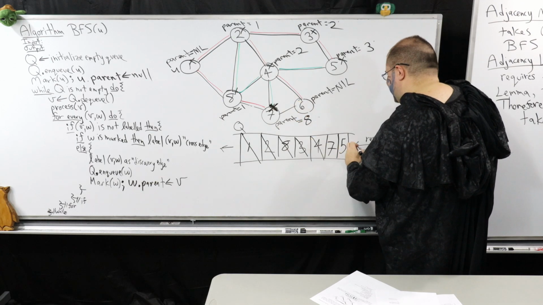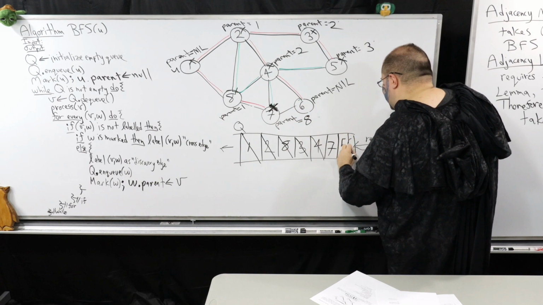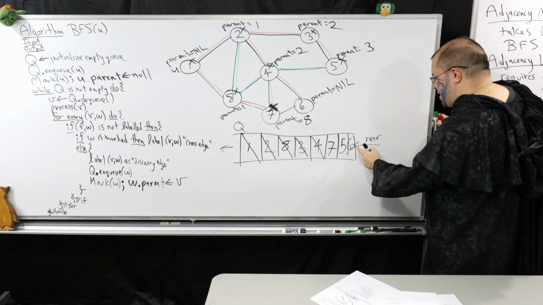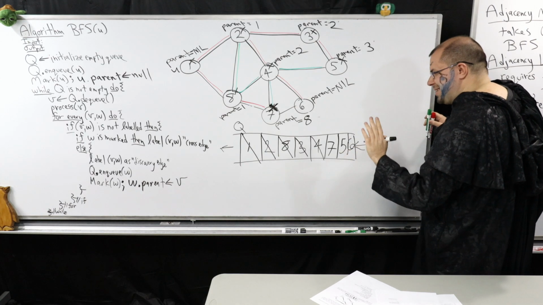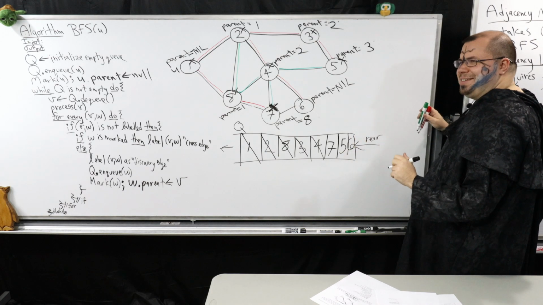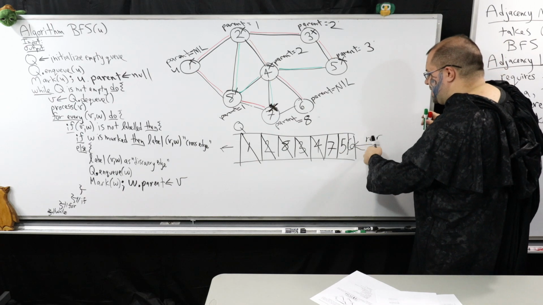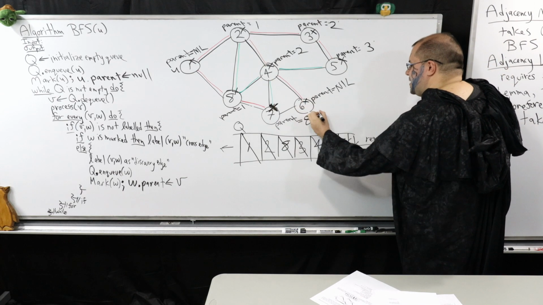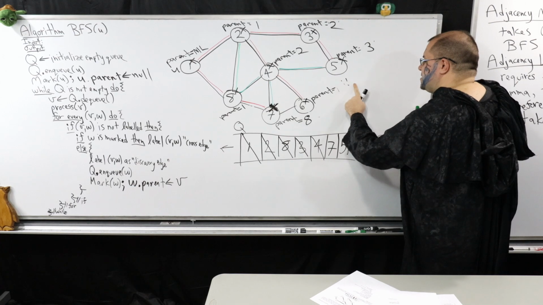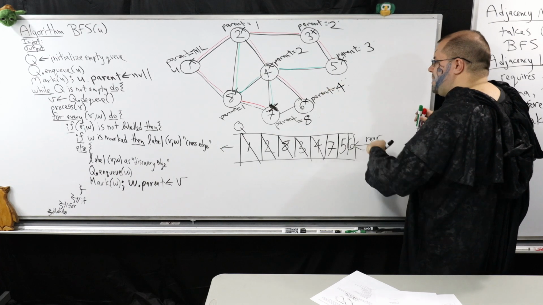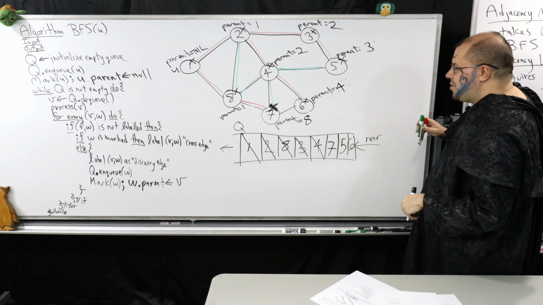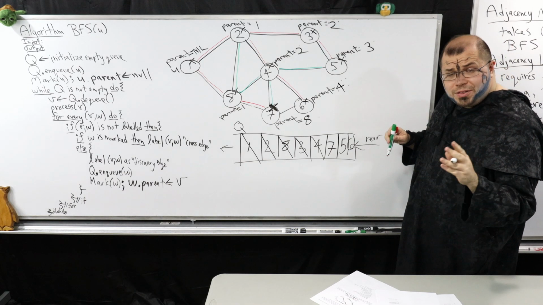So let's see. Now I need to put in 6. I'm sort of running out of space on my queue here. That's just my drawing. That actually has nothing to do with the queue itself. So I'm going to enqueue 6, mark it, and update its parent to be 4. So I've looked at all the incident edges of 4, so we're done with 4.